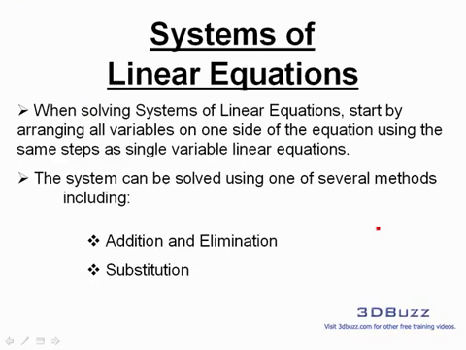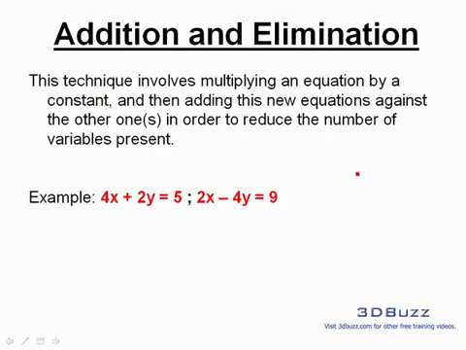And then you can solve the system using one of the 2 methods outlined below. There are others. We might talk about others later, but for now we'll stick with these 2 methods. The methods are addition and elimination, or substitution. So, addition and elimination is really, really simple. Zach can read the slide. This technique involves multiplying an equation by a constant, and then adding this new equation against the other ones in order to reduce the number of variables present.